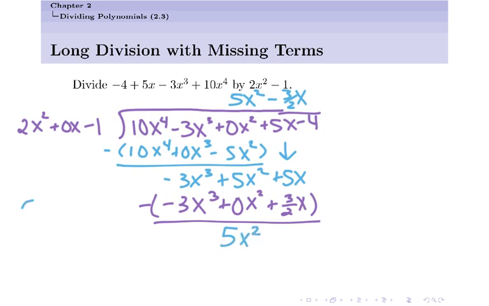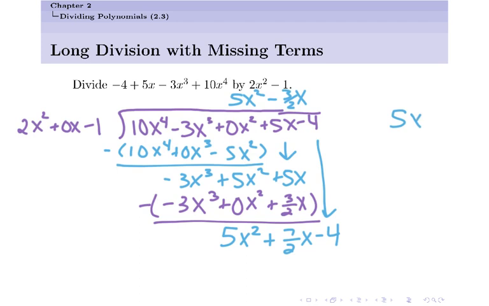Now I'm left with 5x minus a positive 3 halves x. So maybe make this 10 halves so I can combine the fractions a little bit easier. So 10 minus 3 is 7. Keep the denominator, keep the x, because they're like terms. Now I want to bring down, because I only have 2 terms here, so I need one more term. And this is degree 2, this is degree 2, so I'm going to keep going.